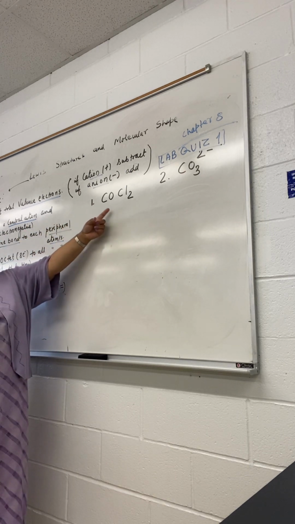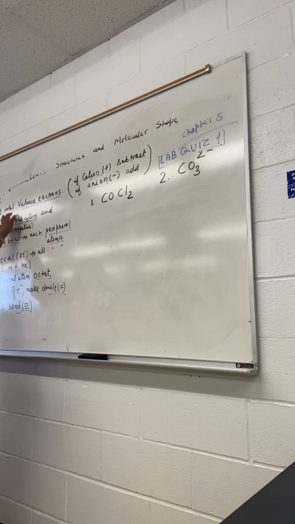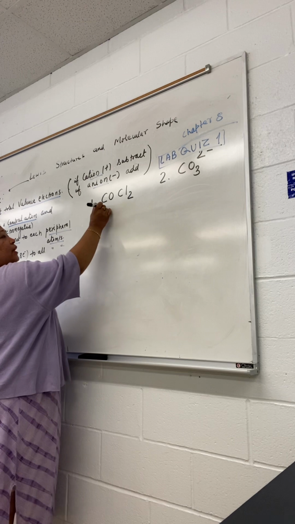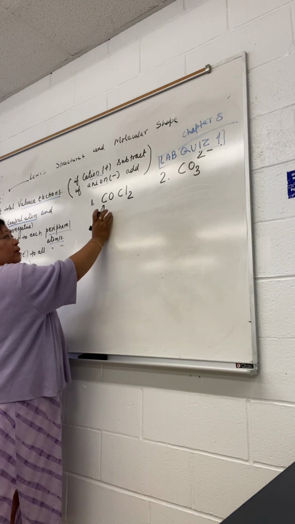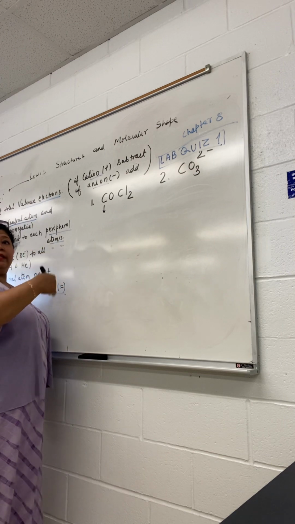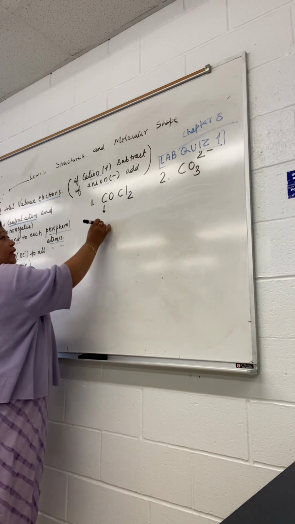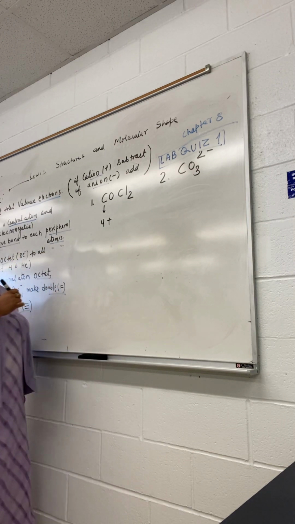So COCl2. The first thing is to count the total valence electrons. Now look where carbon is. So the total valence electrons we are trying to find. Carbon is in group 14. That means 4 valence electrons. Very nice. See how easy.